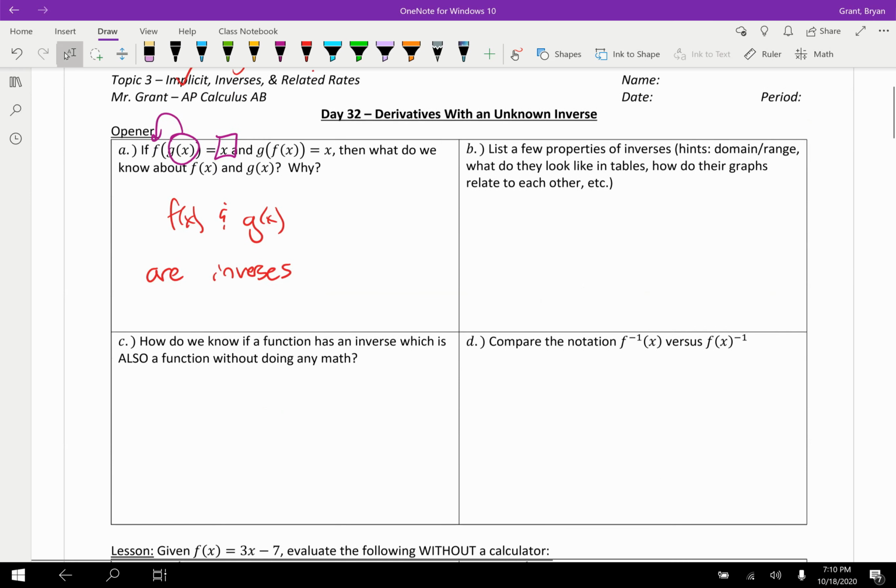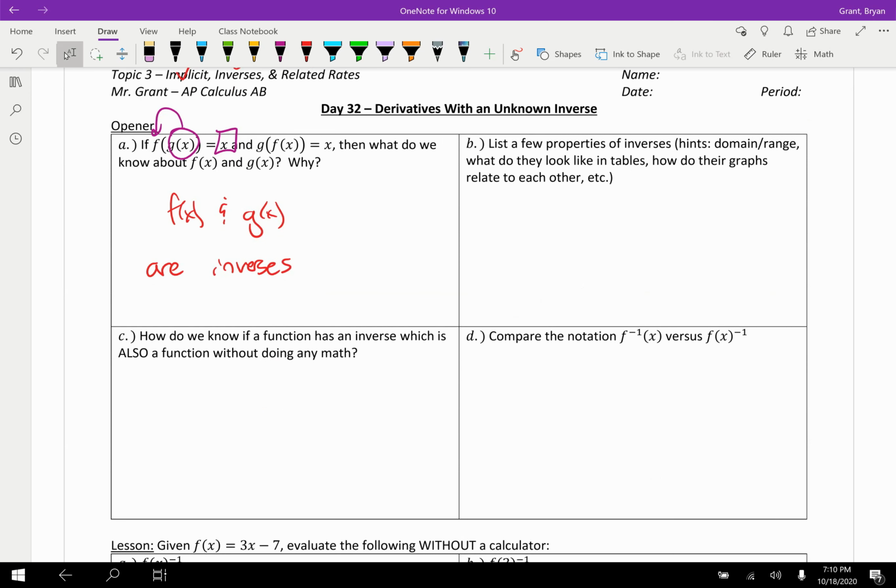Now, what are some properties about inverses you might remember? Well, this could be all over the place. So hopefully you came up with maybe 3 or 4 of these. But it's okay if you didn't come up with too many. Just a quick rundown. You can always look this up later.